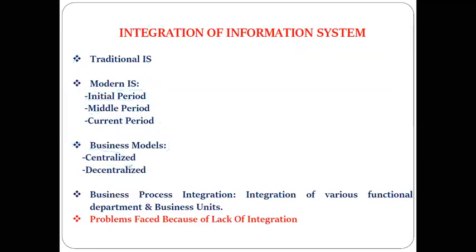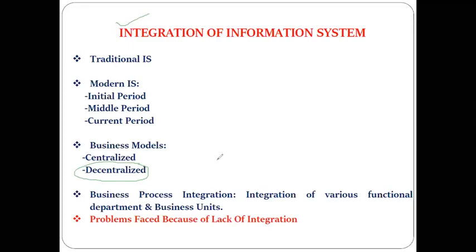Yes, sir. So in the decentralized business model also, there is very much importance of the integration of information system, so that we can avoid that particular drawback of the decentralized business. That drawback was what? There was no proper communication between these different business units. But if you connect these different business units with the help of some integrated information system, then we can remove that drawback also, and we can get a good benefit for the company's profit.